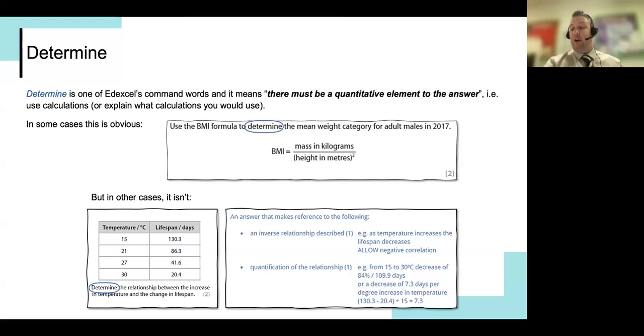However, in that particular question, it's a 2-mark question. That will get them 1 mark if they're identifying that inverse relationship, if they're identifying that trend. The second mark, because the command word determine has been used, it's really important that the students are given some sort of data from the table to back that up. So, if they could talk about a comparison between 15 degrees and 30 degrees and how it drops from 130.3 to 20.4, or a difference between them. They have to get to the point where they realize that the word determine means there must be some sort of quantitative element to this particular response.